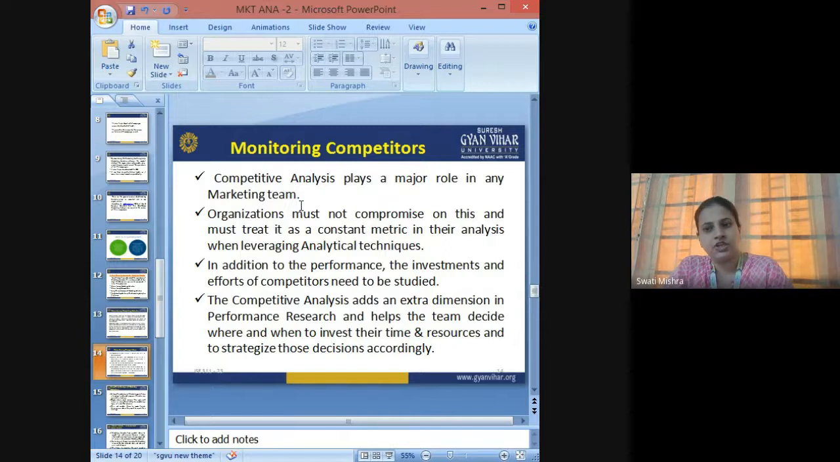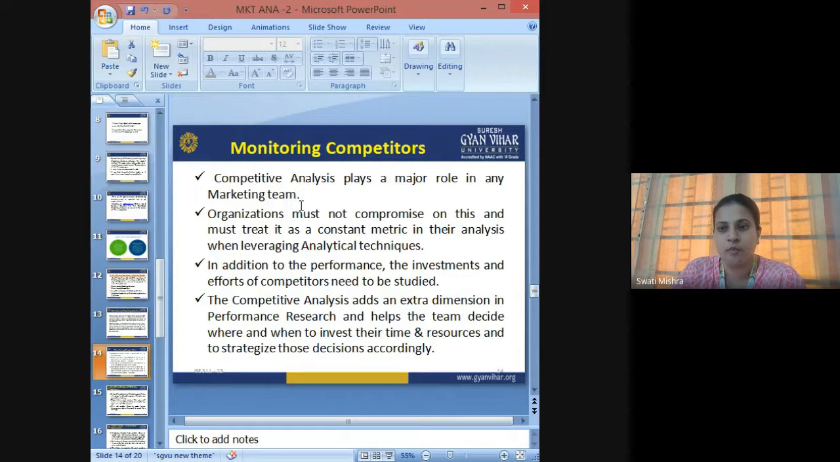In addition to the performance itself, the investments and the efforts made by the competitors are supposed to be studied, because that is what is going to tell you about the kind of competitive advantage that you have over the others, or maybe the others have over you. And that will support you to create your own advertising or marketing campaigns, keeping in view the competitor actions and the analysis reports generated after monitoring these competitors.